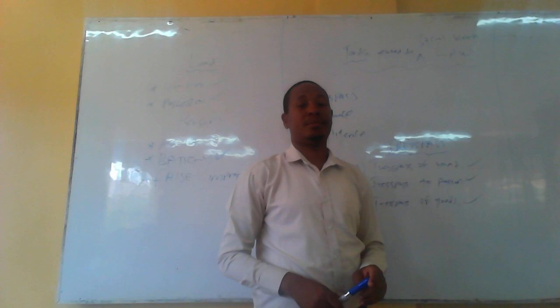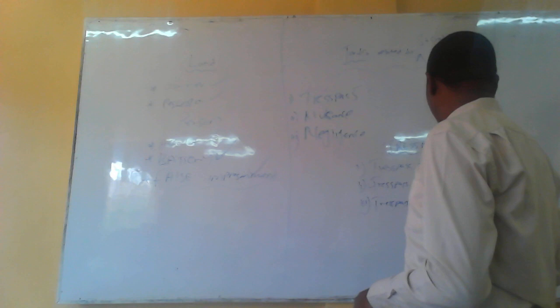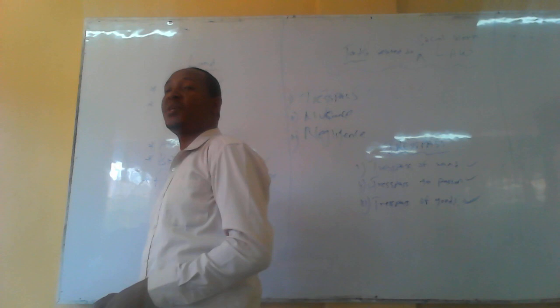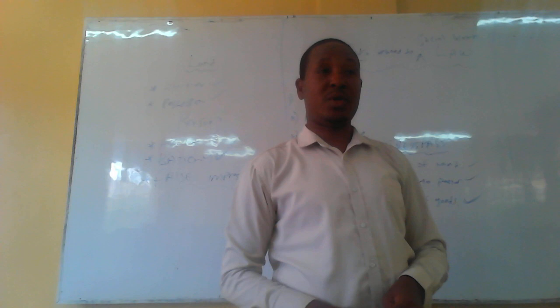Okay. That's that type of trespass. No, it's the second one. The fourth one is trespass of goods. Trespass of goods. This one you know very well. You actually do it every time. Sindio? So you do this one all the time.